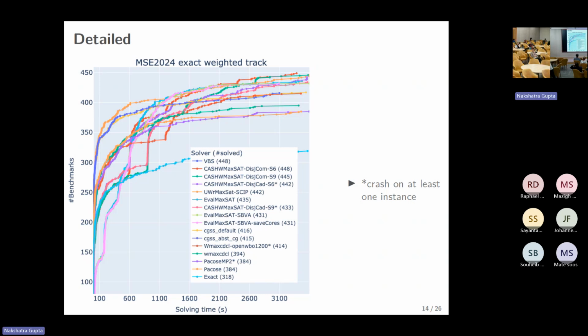If there's nothing more on MaxSat, could I ask someone to change the slides? I don't want to break anything. No, the first slide is fine.